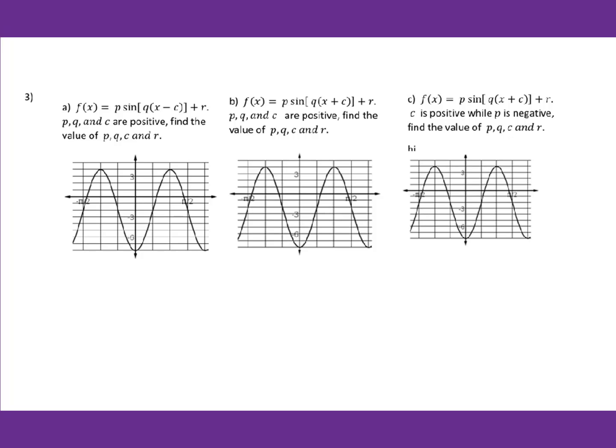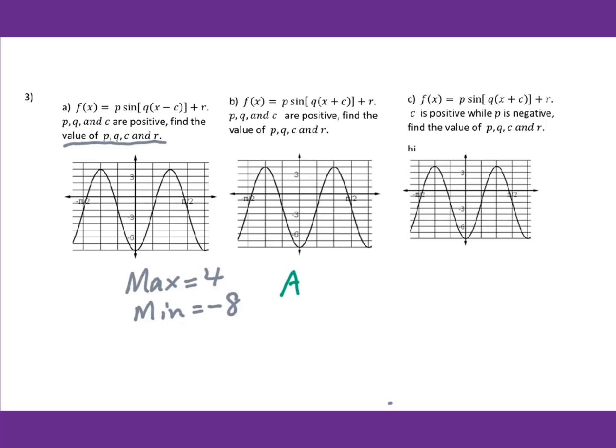Let's continue with the review for the major test. For number 3, the graphs given are the same, but we need to figure out the values of P, Q, R. If the graphs are the same, that means A, B, D are the same. So we figure out the maximum value first. That's 4. The minimum value is negative 8.